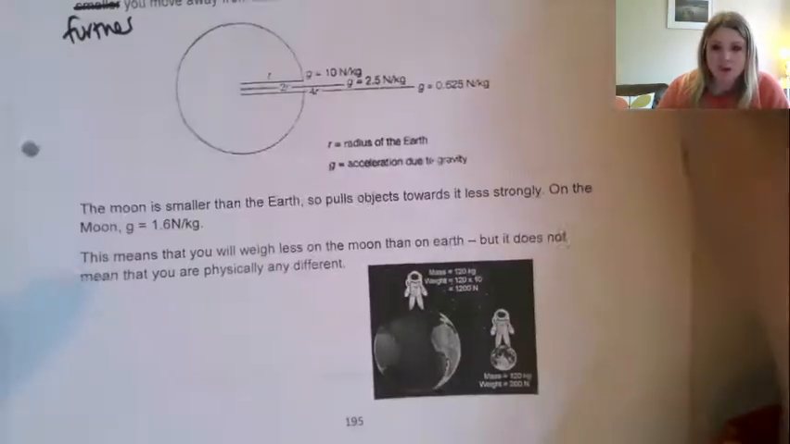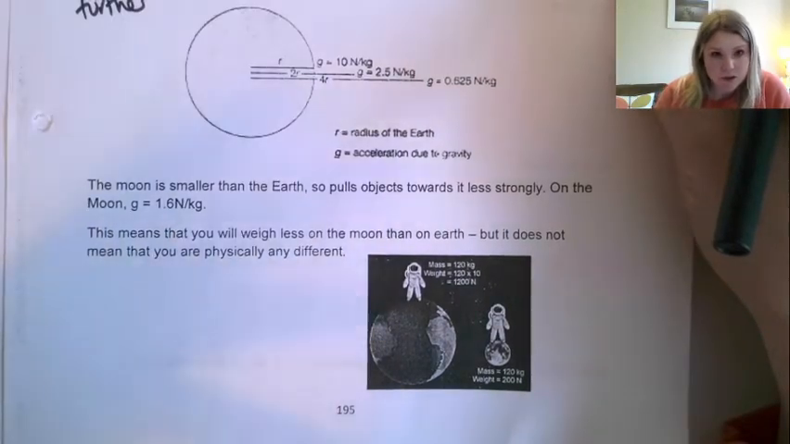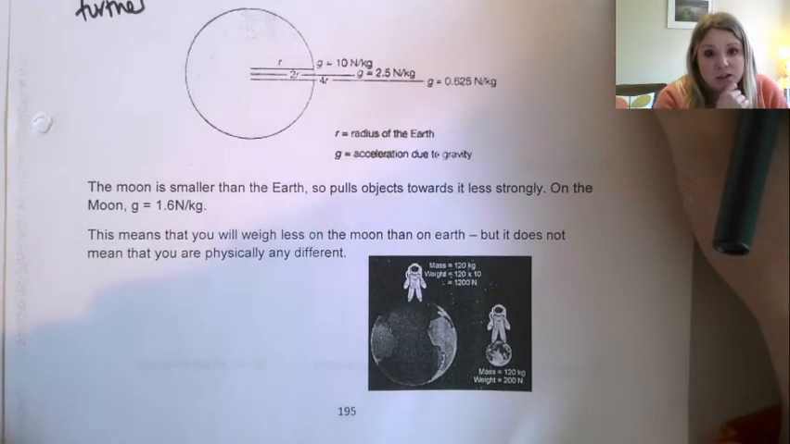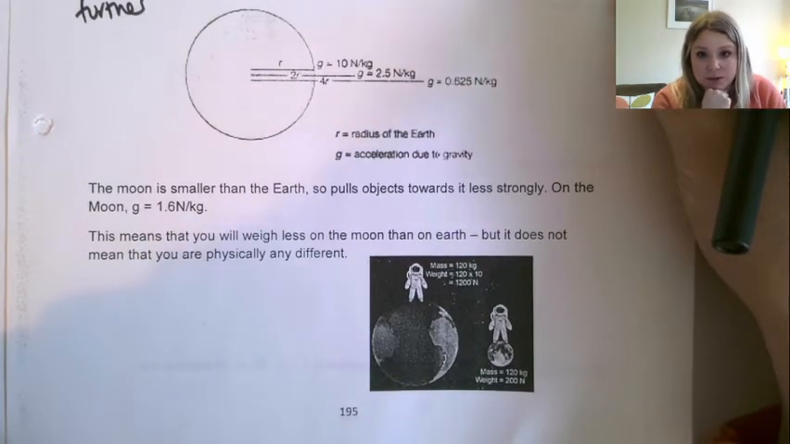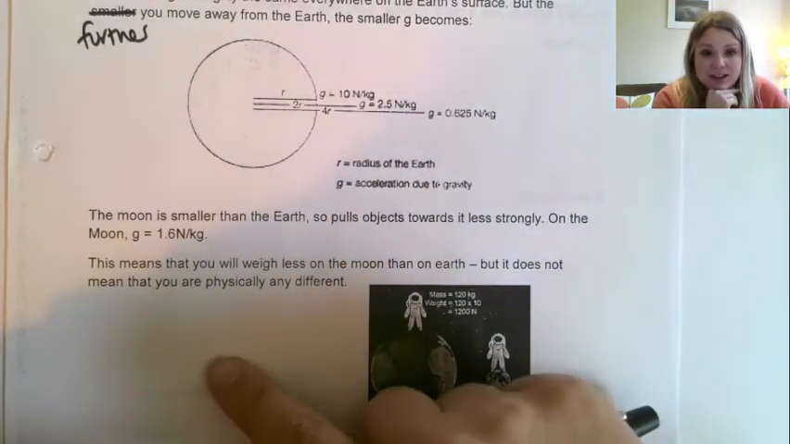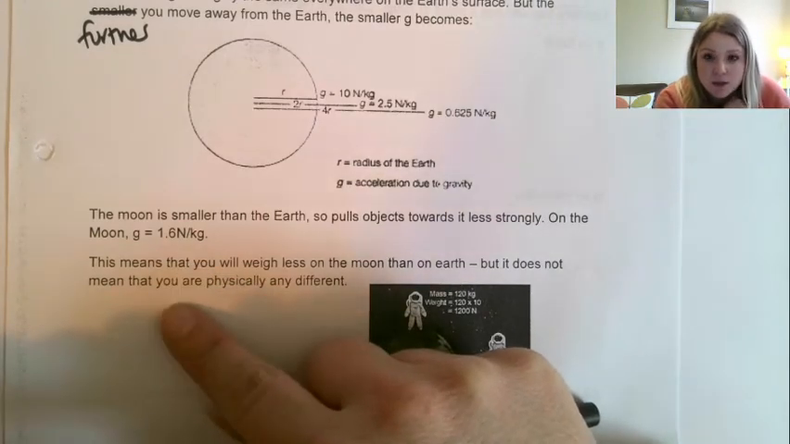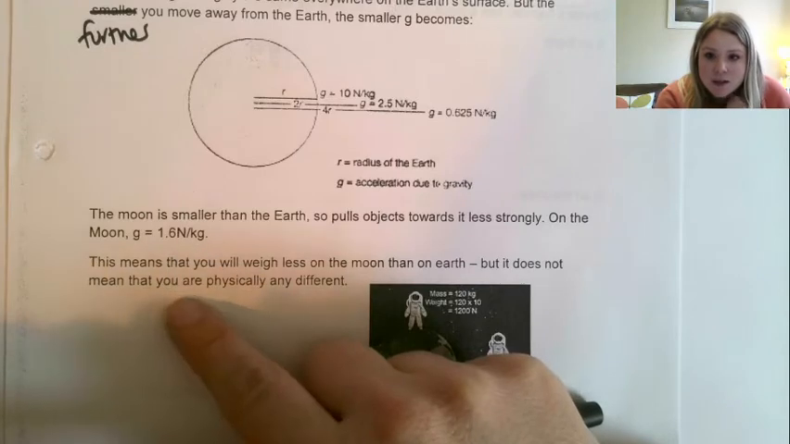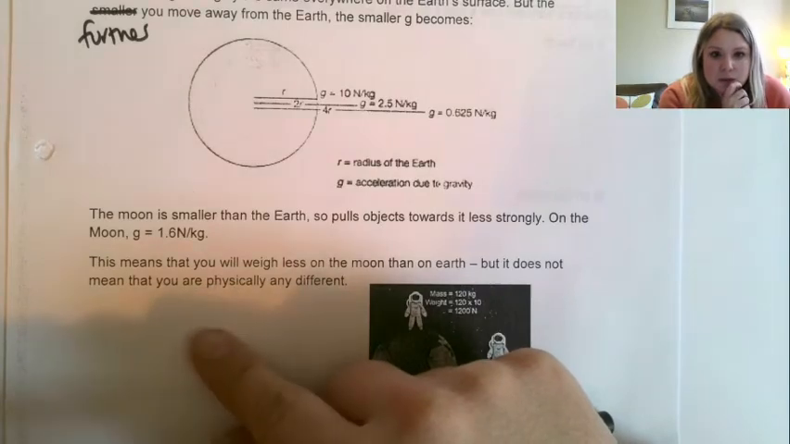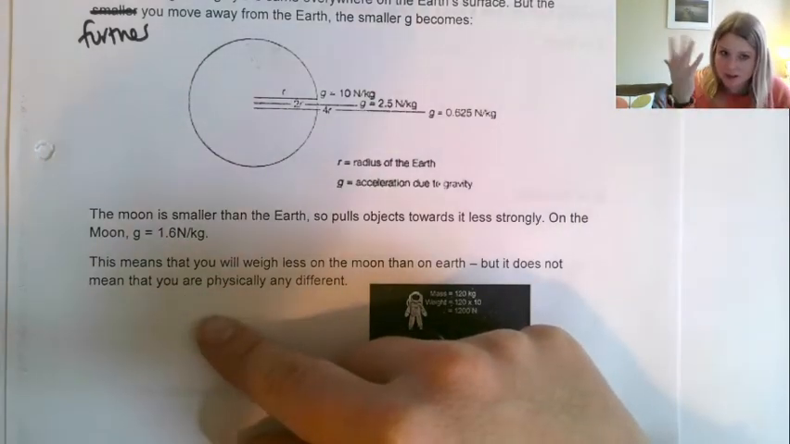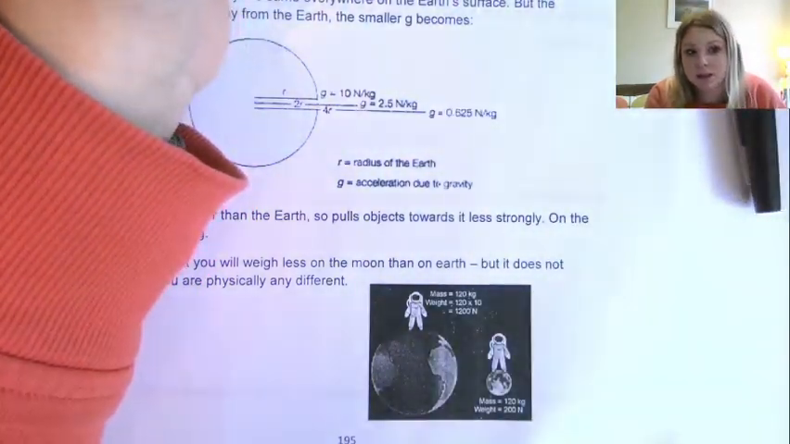Now, a wee bit of a note down at the bottom here. The moon is smaller than the Earth, so it's going to have a smaller gravitational field. The general rule is that the bigger the mass of an object, the bigger the gravitational field it will have acting around it. So the moon pulls objects towards it less strongly. On the moon, it's about 1.6 newtons per kilogram, as opposed to Earth, where it's 10 newtons per kilogram. This means that you'll weigh less on the moon than on Earth, but it doesn't mean that you are actually any different. If you stood on a set of scales that gave you your weight here, and on a set that gave you your weight on the moon, they'd be very different, but your mass would be the same on both.